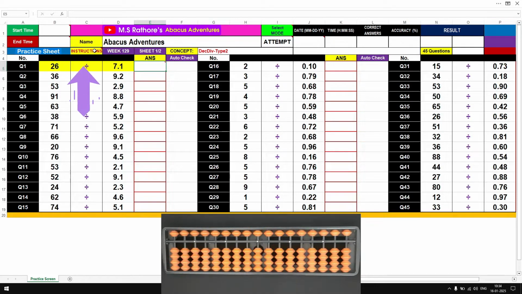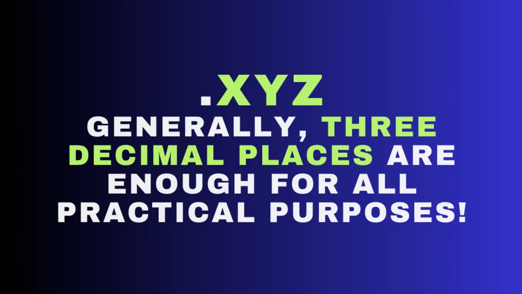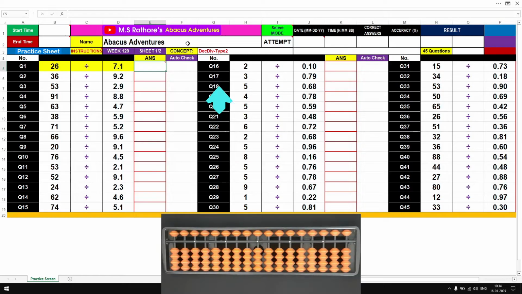Let's look at the instructions once again. Solve up to 3 decimal places only. For example, x.xyz. You already know this, right? Okay, so this is type 2. The first question is 26 divided by 7.1.